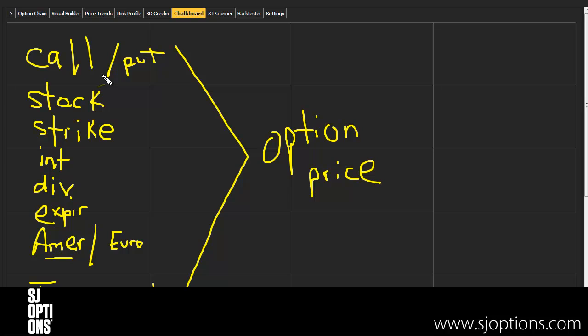Now, think about all these different items, and these are all things that we should be familiar with up until implied volatility. All these first items are known. We know that either an option is a call or a put. We can look at a chart and look at its stock price. We can look at the platform and see what strike it is. We can look and find out if there's interest, dividend. There's obviously different months we can look at. We know if they're American or European.